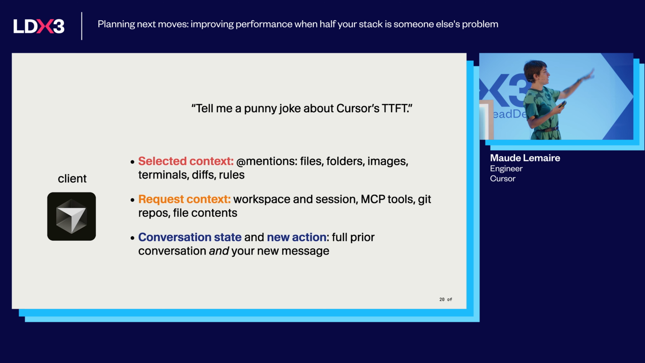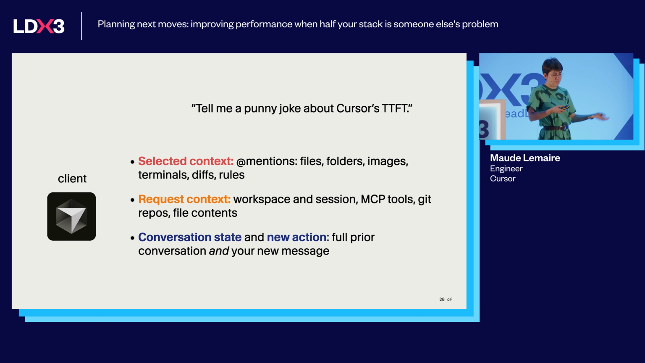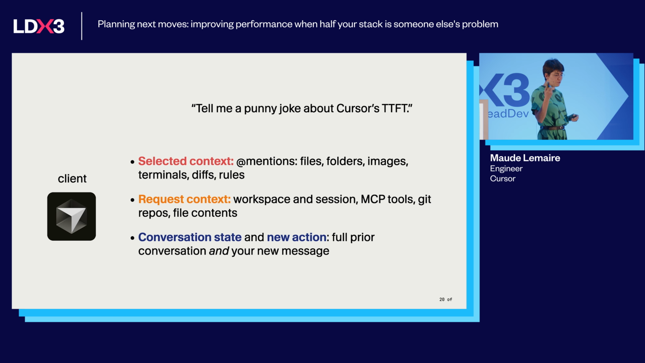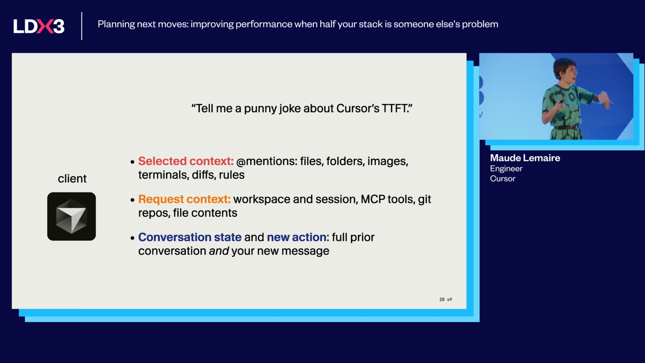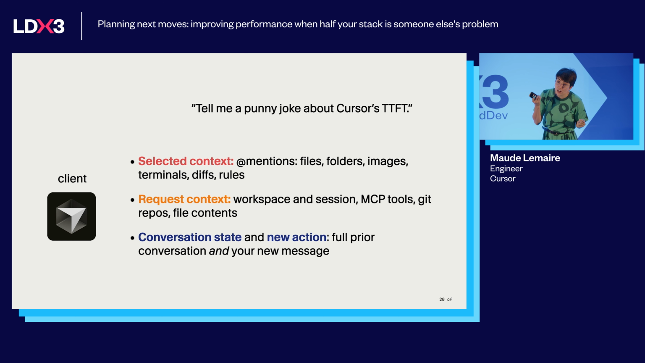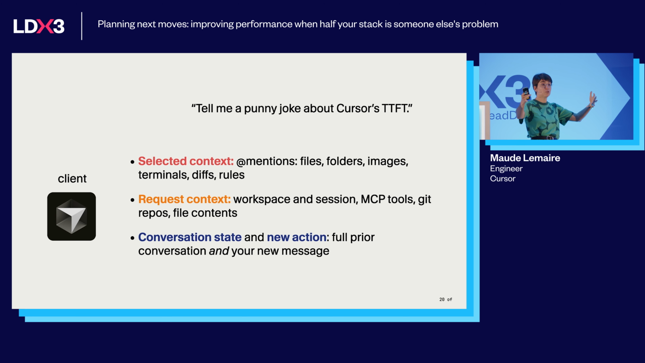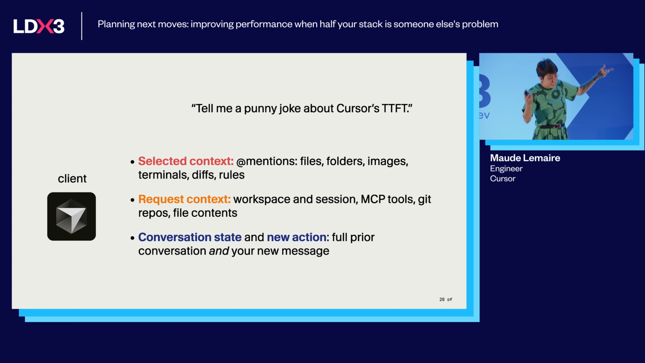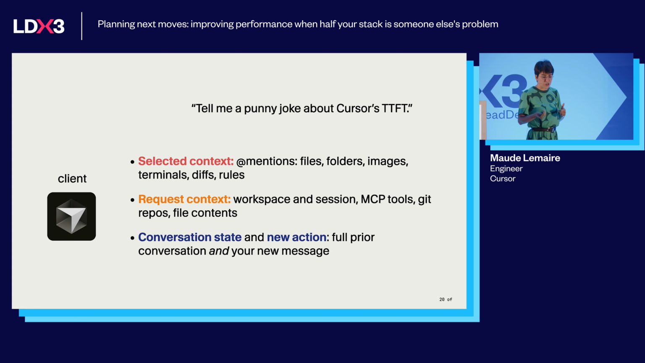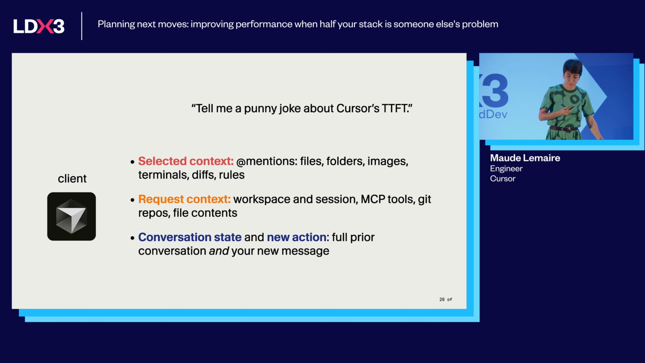So it loads up all of your selected context. That's like at mentions, files, folders, images, terminals, everything that you're dropping or copy-pasting into that box. It's going to build up some request context, which is like your workspace, MCP tools, Git repos, actual file contents. And then it has a sense of the conversation state and the new action that you're taking.